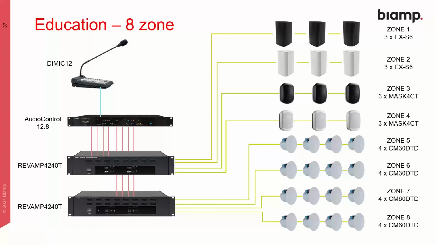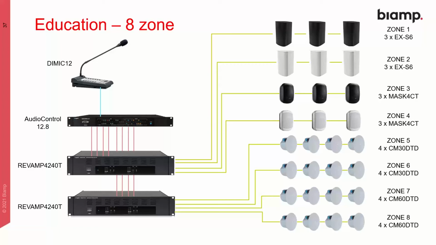So in this case, we just have one Cat5 cable, not using Ethernet, which goes between the DMIC 12 in this case and the audio control 12.8. That then produces 8 different zones of line level audio, one for each of the output zones. And that's just simply fed via amplifiers and then using 70 or 100 volt speaker lines off to the different speakers in each zone. So you could, of course, use different speakers in these zones.